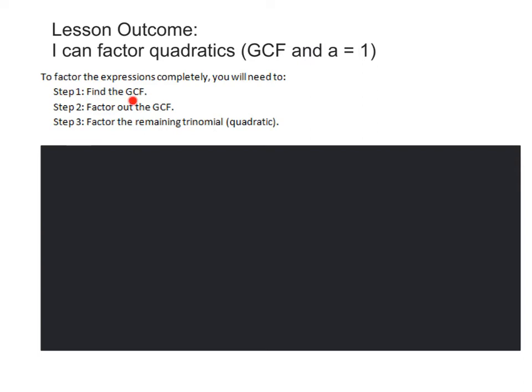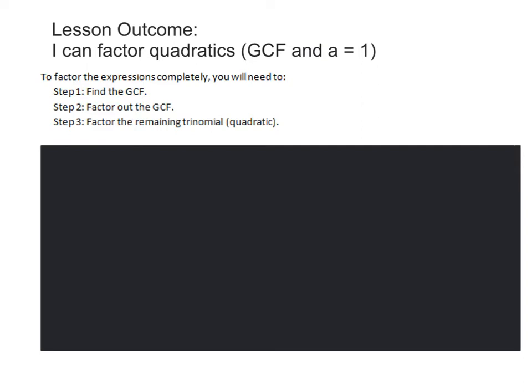Number 1, we're going to find the GCF. Typically there will be 3 terms. Step 2, we're going to factor out that GCF, as we practiced in the previous unit. And step 3, we're going to factor the remaining trinomial or quadratic expression.